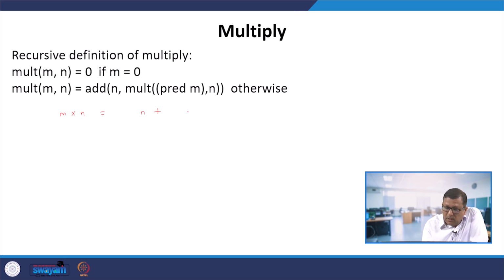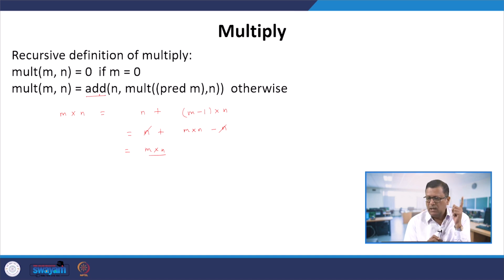Predecessor of m is m minus 1, and n times n. So this will be n plus m times n minus n. So these get cancelled, and we are left with m times n. So the left hand side is equal to the right hand side, and so the definition is correct. And so here you see we have defined multiplication in terms of addition.